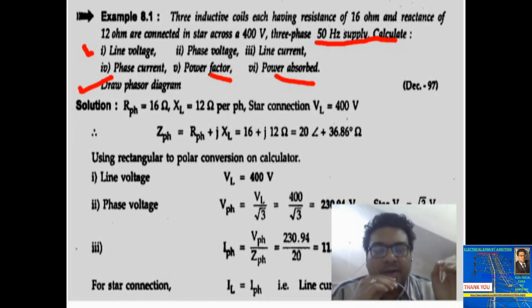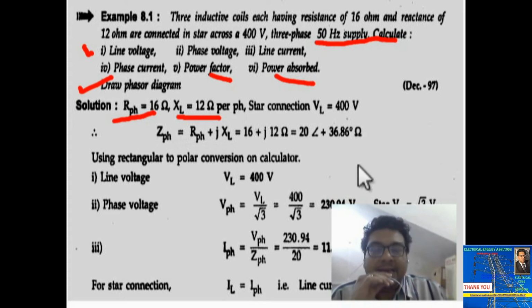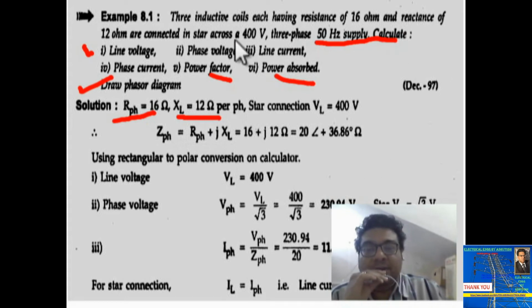So just draw the diagram first. Draw the star circuit, and in each leg of the star circuit, there will be R equal to 16 ohm and XL equal to 12 ohm per phase. So this is the impedance per phase given over here. See here, RPH is equal to 16 ohm, XL is equal to 12 ohm per phase, and line voltage is already given over here, 400 volt. This is the line voltage value.